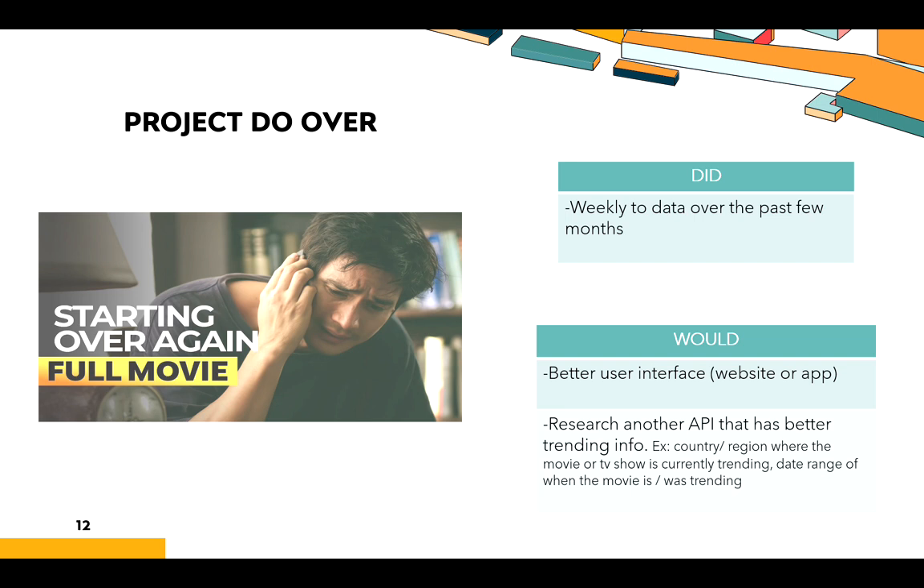Now, project do over. Originally, my project was supposed to track weekly trending movies. But then I figured, why not allow the user to filter it by date and go well over a week, which is why, as you can see in my date, I can go all the way up to 6 months from now. Well, 6 months before now.